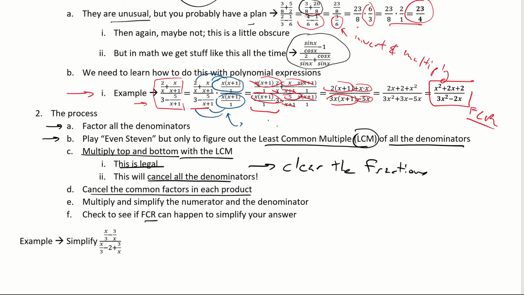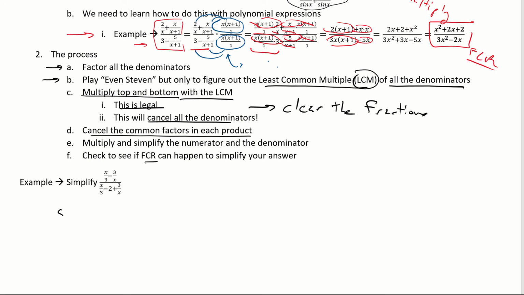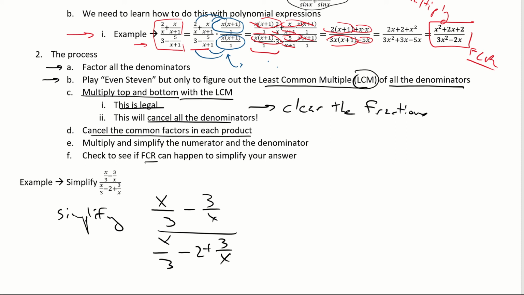So you ready to give it a try? Let's try this thing. It says simplify in this case. Here you are doing your homework. You've got this problem. X over 3 minus 3 over x, over 3 minus 2 plus 3 over x. Here, the first thing you want to do is factor the denominator. Well, there's not much factoring to be done. The second part is to so-called play even Steven with these guys. So pretend you were going to play even Steven with it.